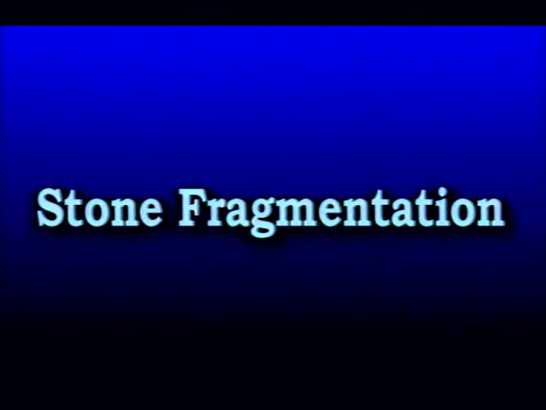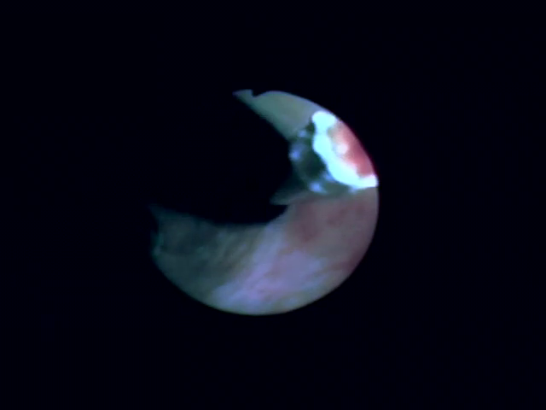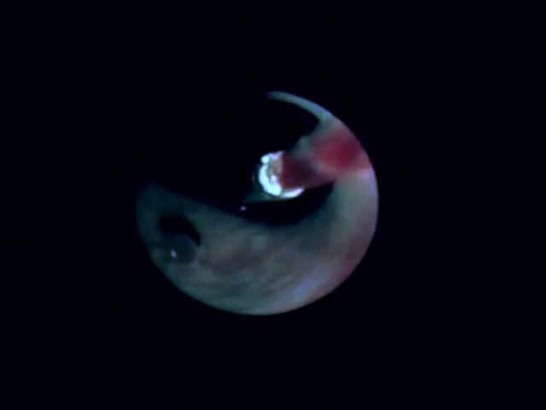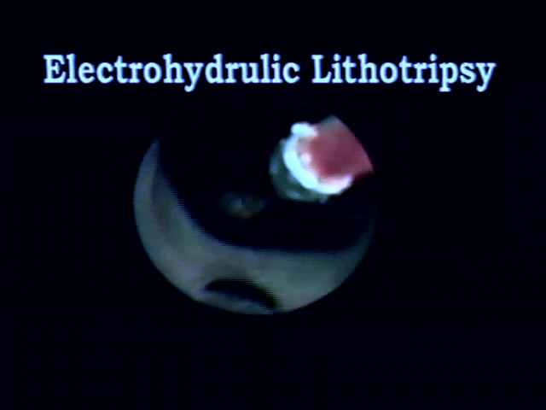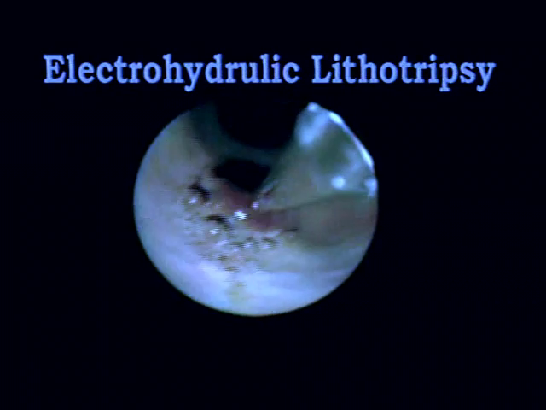When the size of stone is larger than that of percutaneous tract, it cannot be removed at once. Large stones should be fragmented before cholangioscopic removal. For stone fragmentation, electrohydraulic lithotripsy or laser lithotripsy is commonly used.